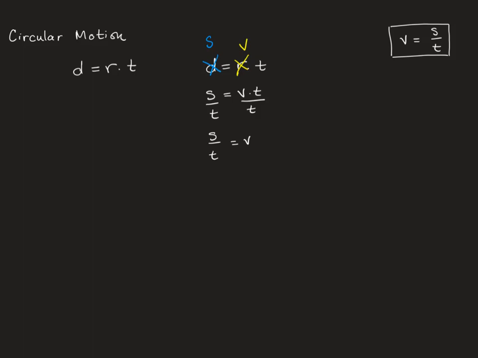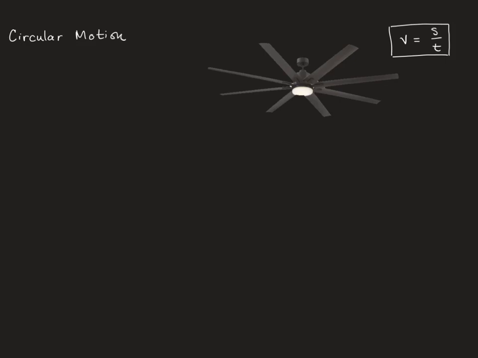Let's take a look at how this formula gets used. Let's say you have a ceiling fan with 16-inch blades. What that means is that the length of one fan blade is 16 inches. And let's say that that ceiling fan is going around 45 times a minute. It's making 45 revolutions per minute.